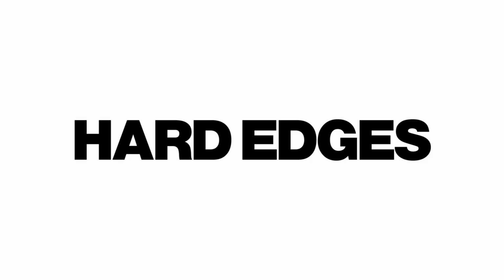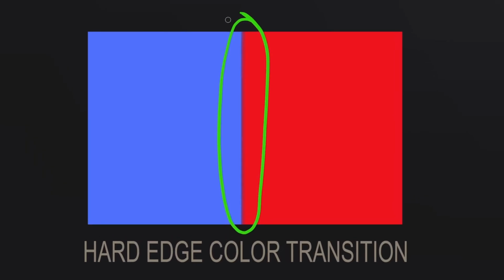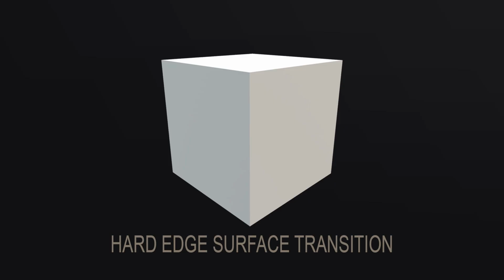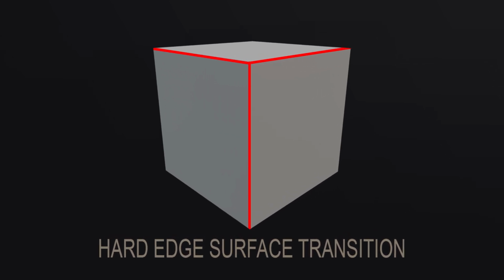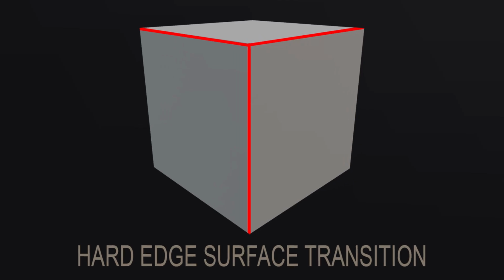Hard edges occur when there is a sudden shift in a color or value. So an example of this here is when you have 2 distinctly different colors next to each other. I've rendered the transition point between these 2 colors very sparingly in order to maintain that hard edge. Here's another example of a very hard edge. You have the edges where all these planes meet on this 3D cube. There's not really much in the way of rendering or blending when it comes to hard edges.